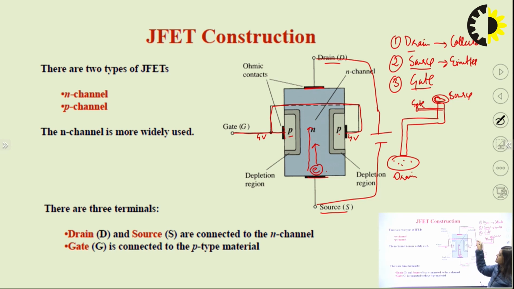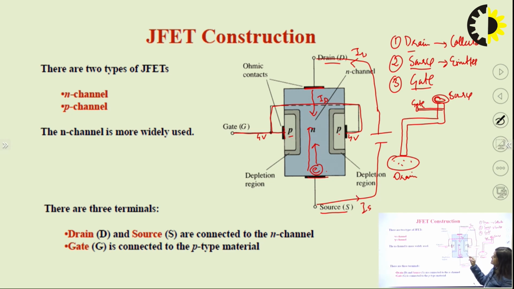The drain has a positive potential, so this positive potential will attract the electrons from the source side and they will move towards the drain side. The direction of the current is always opposite to the direction of the electron, so the direction of current will be downward in that case. Here the drain current will be in this way and the source current will be in this way.